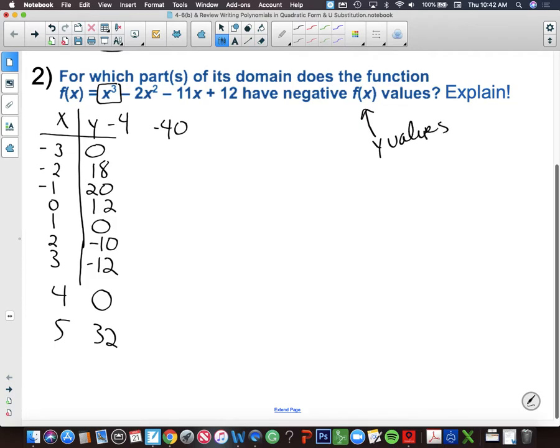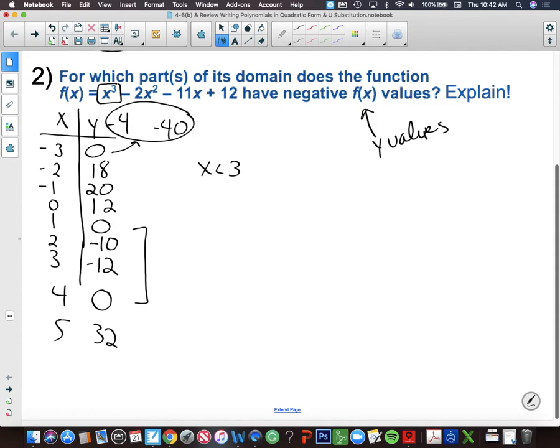You could graph it if you wanted to, but you can also do it with the chart. So I see negatives from here to here, and I also see negatives here. So that would mean from here backwards, okay? So if we're trying to make this look kind of like a domain and range type thing, my y values, so x is less than 3 would produce negative values.